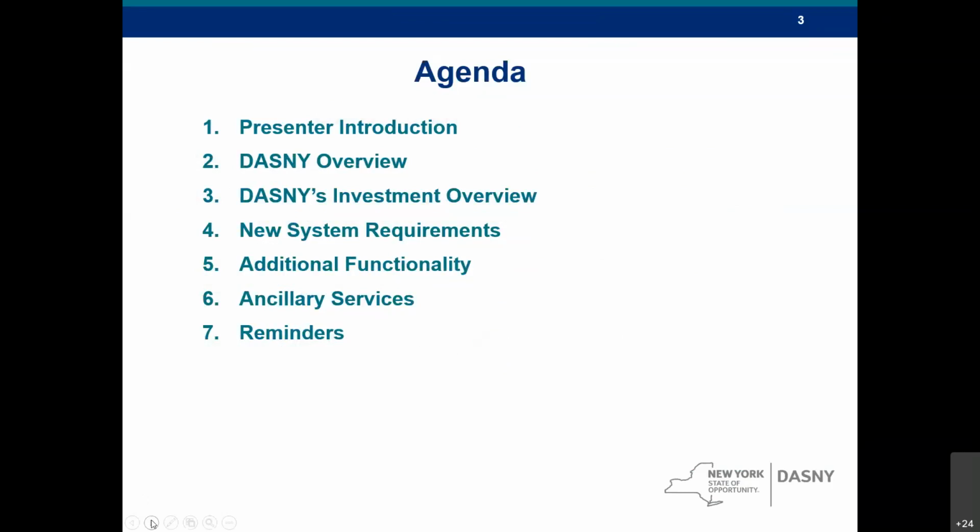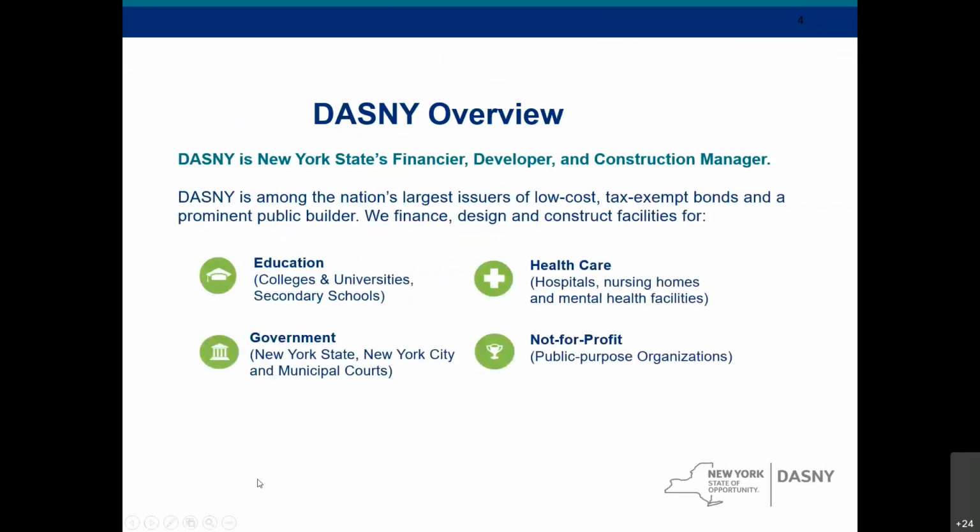Next slide. DASNY overview. DASNY is a public benefit corporation, an independent corporate agency with governmental functions delegated to it by the state of New York. DASNY is authorized to finance, design, construct, or rehabilitate buildings for use by various public and not-for-profit corporations. We have two primary lines of business. They are debt issuance and construction management. DASNY provides services to various clients within two major categories: public entities and private institutions.